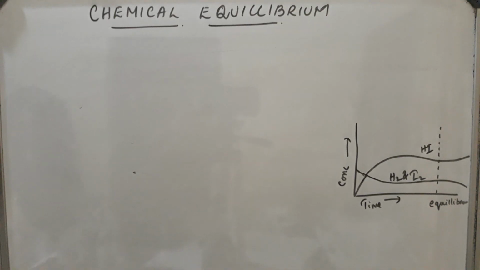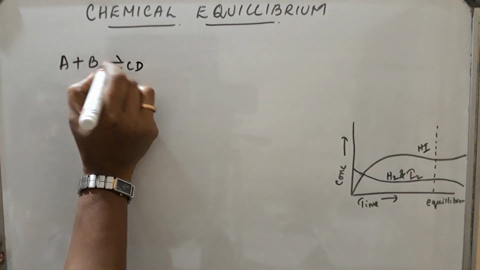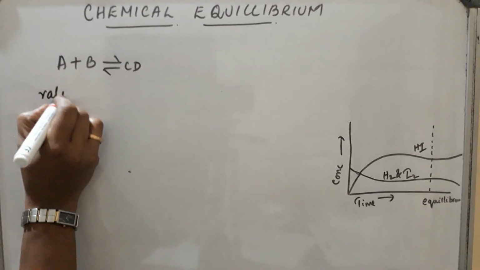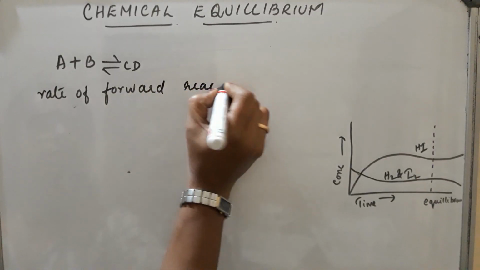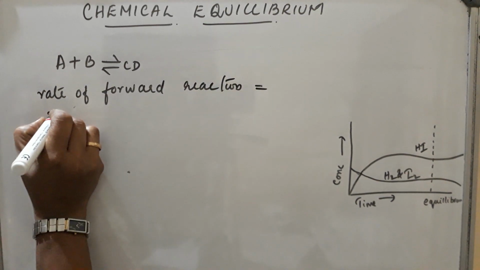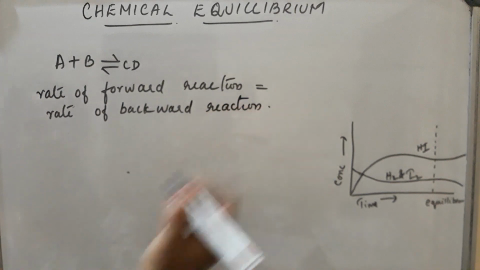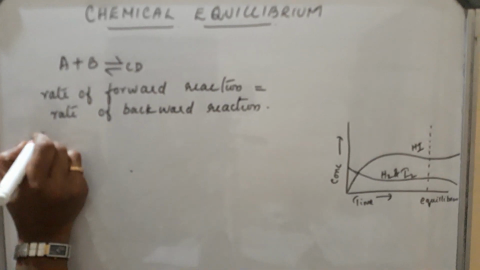Consider a reaction A + B gives C + D. Here, this arrow represents the forward reaction and this is the backward reaction. At equilibrium, the rate of forward reaction equals the rate of backward reaction. Then the reaction is said to be in equilibrium, and the reaction is taking place in a reversible chemical process. So, this equilibrium is called chemical equilibrium.